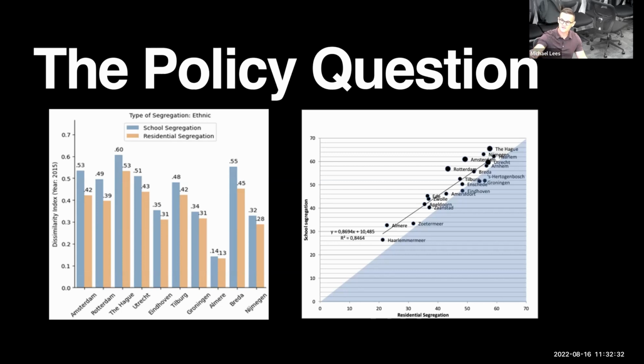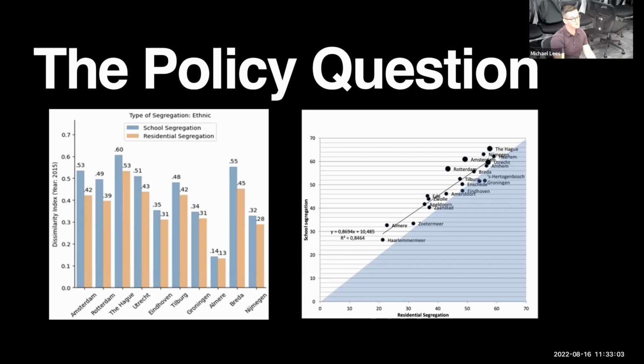On the x-axis and the y-axis, you see residential segregation and school segregation. If residential segregation was exactly the same as school segregation, what you would see is them all lying on this y equals x line. That means school segregation and residential segregation in that city are the same. And what you notice is that for most of the cities, school segregation is systematically higher. For 90% of all cities in the Netherlands, school segregation is higher than the residential segregation.